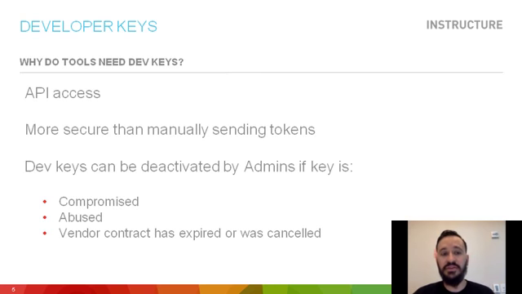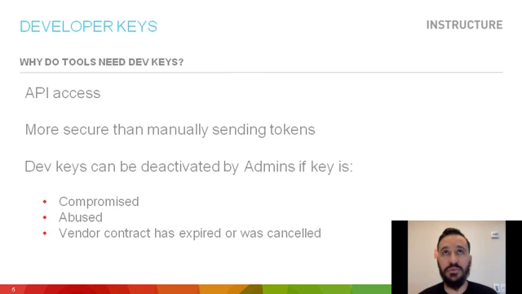So we've mentioned some of this before, but why do tools need developer key access? It allows them to access the API for specific users as if they were that user. It's more secure than manually sending a token over. So think about if a vendor needs, say, admin level access, they may ask for an admin account.